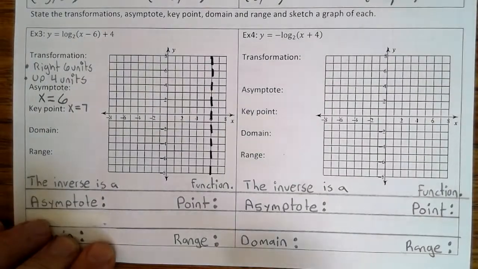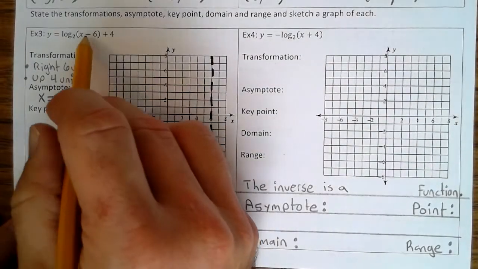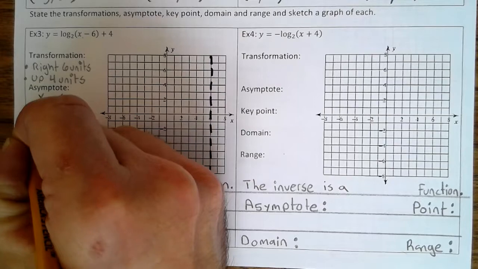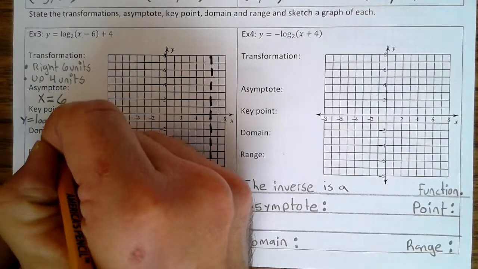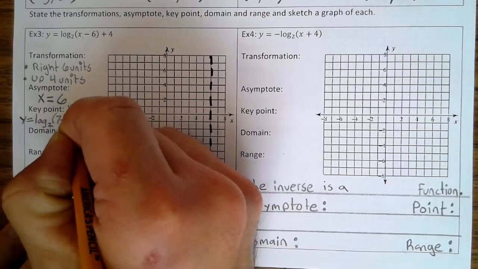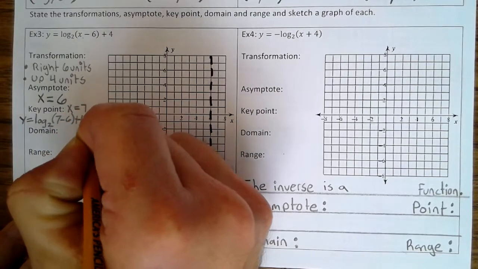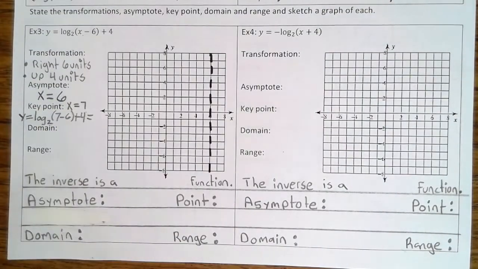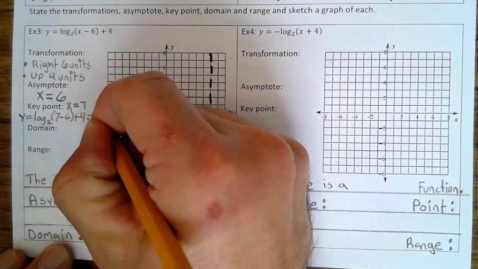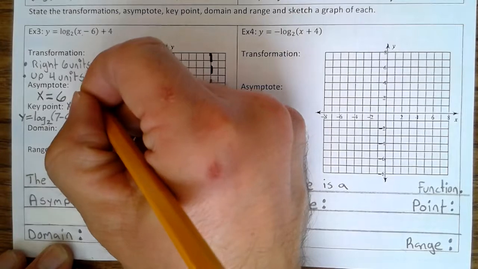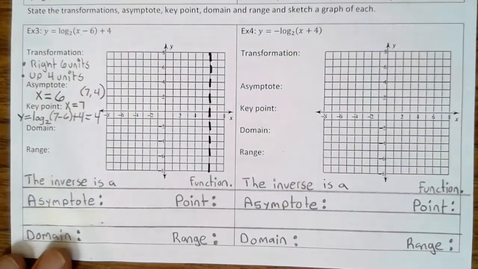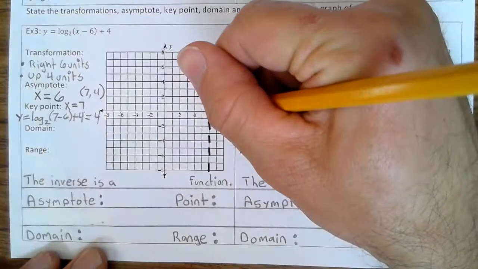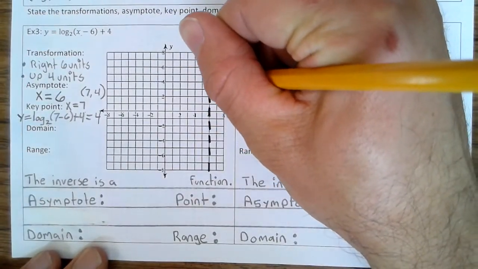Okay, so we're going to now substitute 7 in for x, so that's y equals log base 2 of (7 minus 6) plus 4, and that's going to equal 4. So your point is (7, 4). So 7, 1, 2, 3, 4.